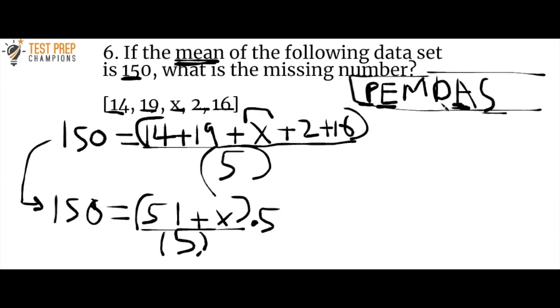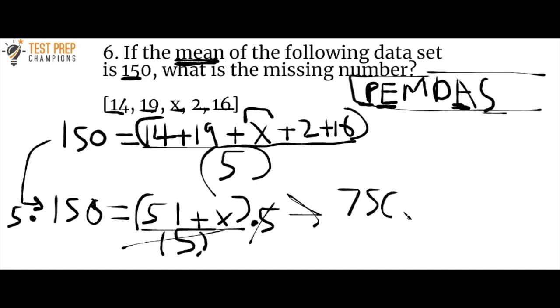So now we will move on to multiplication and division, all right? And so now we multiply by 5 on both sides of the equation, because whatever you do to one side, you do to the other. So since we've got 51 plus x divided by 5, we multiply by 5. 5 divided by 5 is just 1, so we'd have 51 plus x times 1. Who cares about the 1? Okay, so 5 times 150 is 750. So now what we have is 750 is equal to 51 plus x.